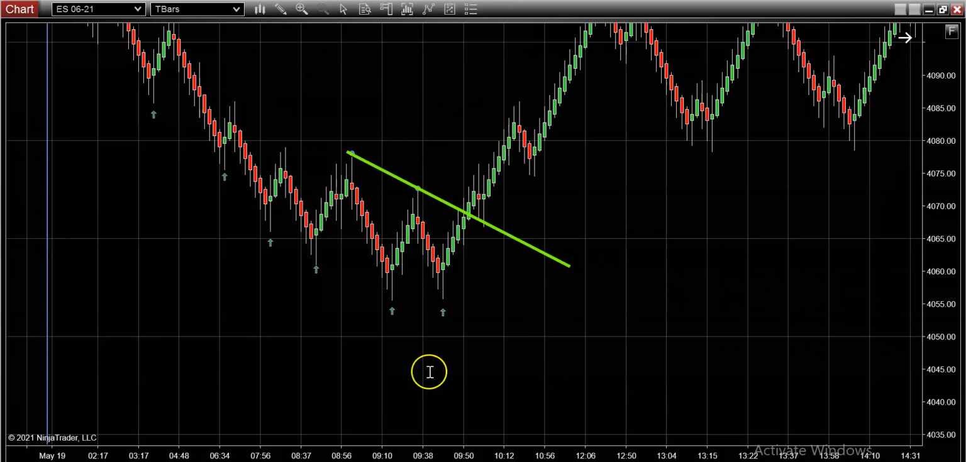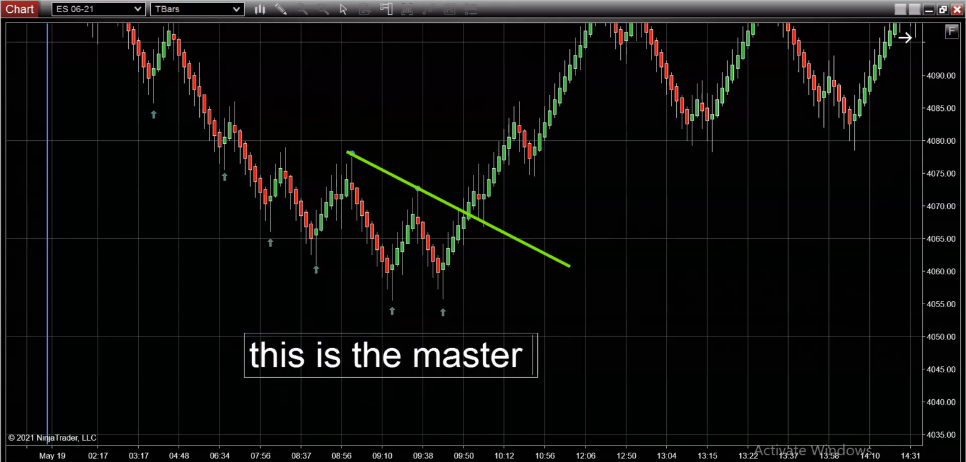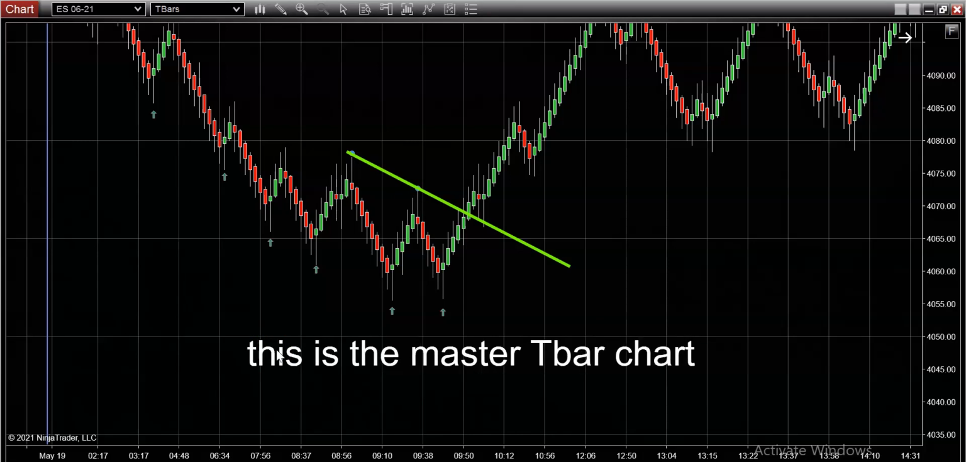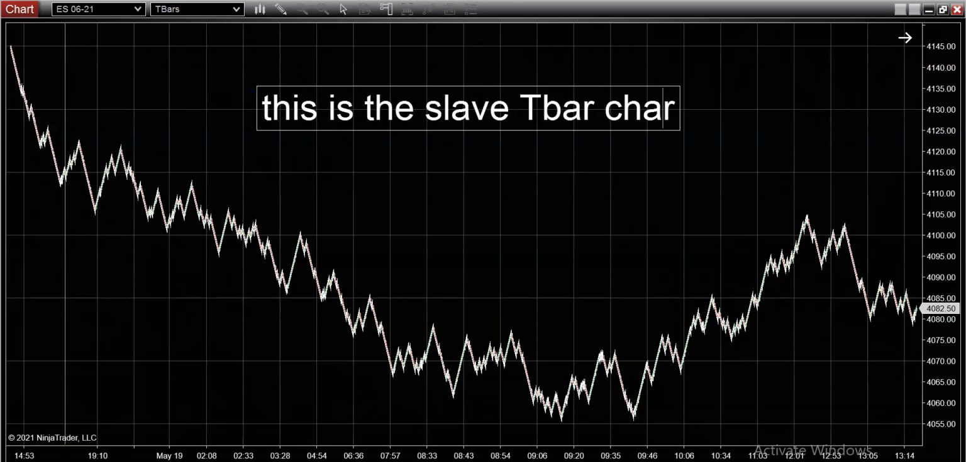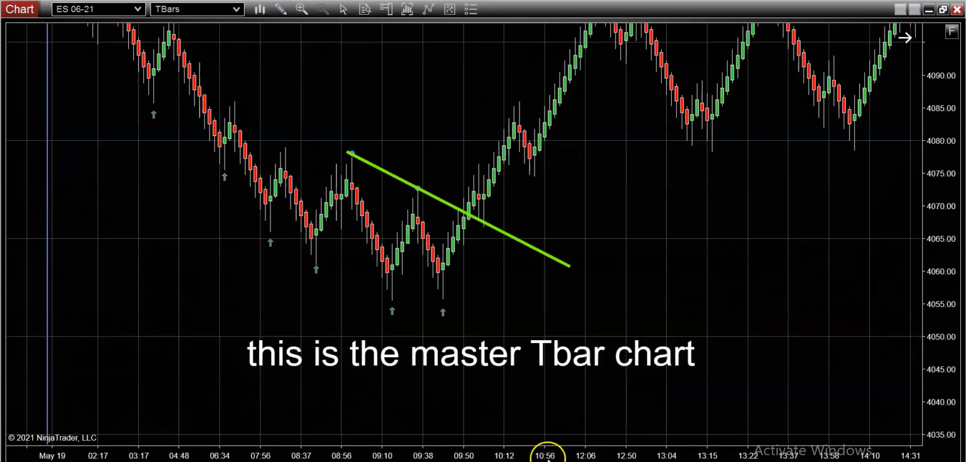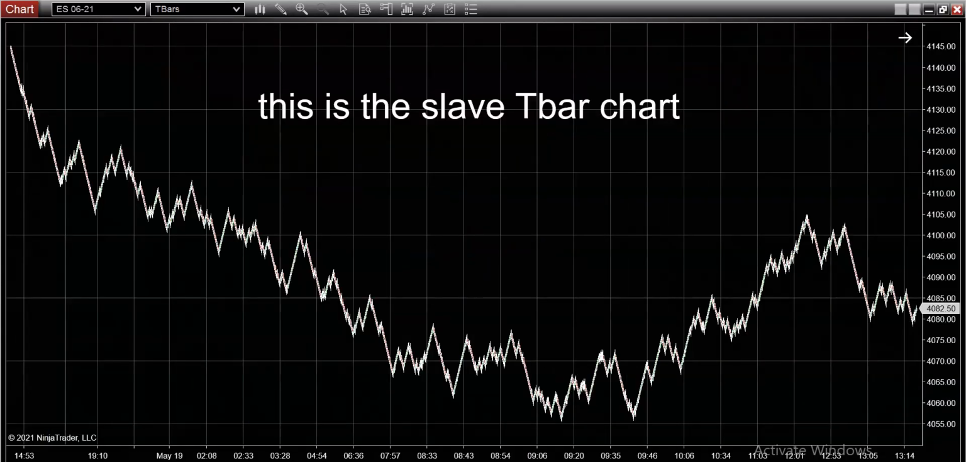And by the way, I'm going to put a quick note here. This is the master T-bar chart, what I call the higher time frame chart. The strategy that I'm going to show you right now involves having two charts open on your symbol. One higher time frame chart, what I call the master chart, and I've also got, as you can see here, a smaller time frame chart. I'm going to quickly label this here. This is the slave T-bar chart. Makes sense? So here's the master and here's the slave.